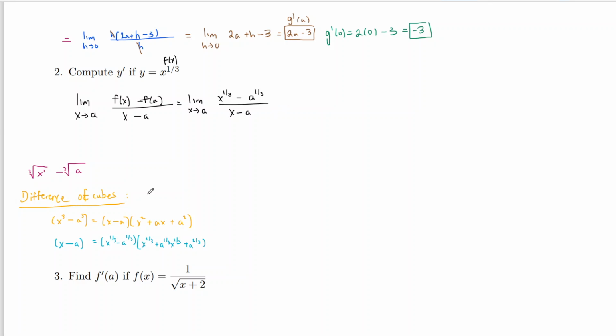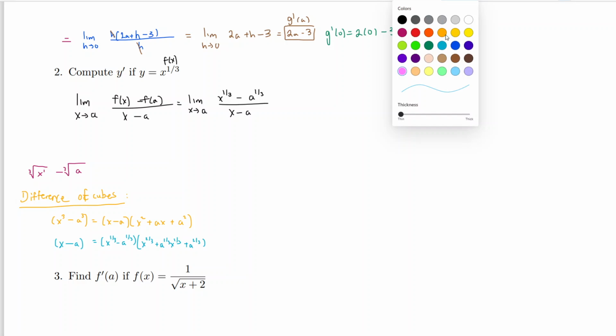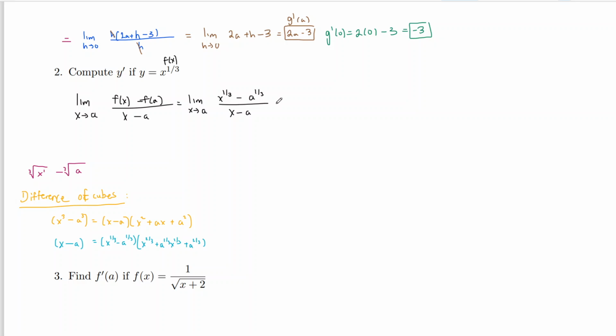What I'm going to do is exactly what I described above. I want to take this x to the 1/3 minus a to the 1/3, and I'm doing some sort of rationalizing, but the thing I'm multiplying by is x to the 2/3 plus a to the 1/3 times x to the 1/3 plus a to the 2/3. And what I do to the top, I must do to the bottom.